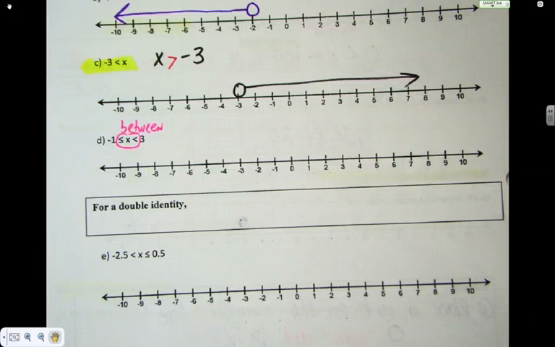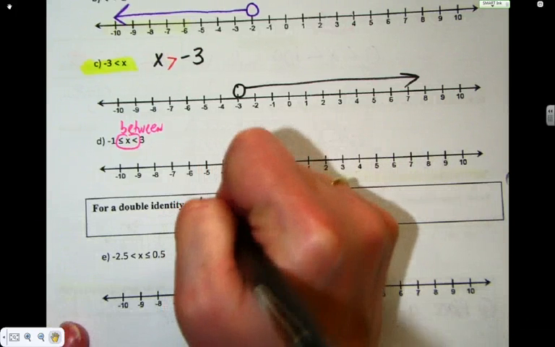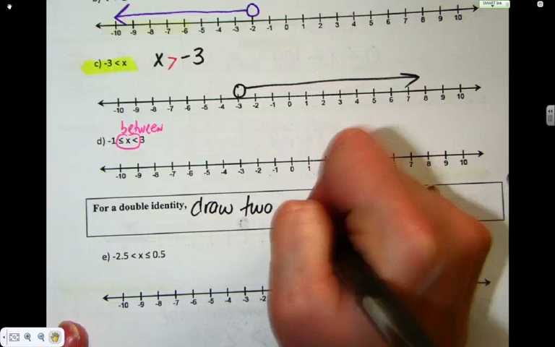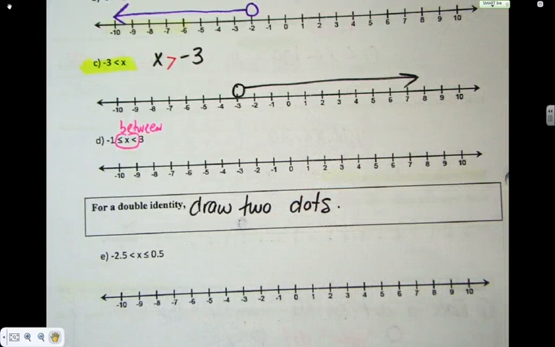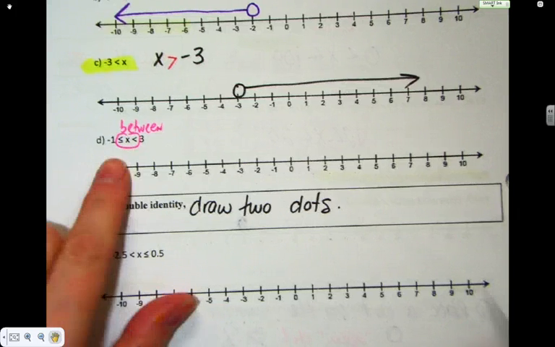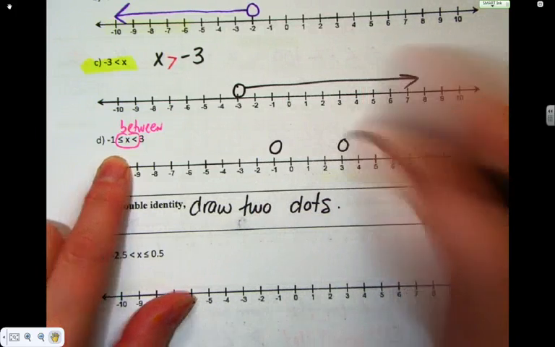So how many dots are we going to have? 2, because we have 2 numbers. So for a double inequality, draw 2 dots. So I'm going to go to the negative 1, put a dot there. I'm going to go to the 3, put a dot there.